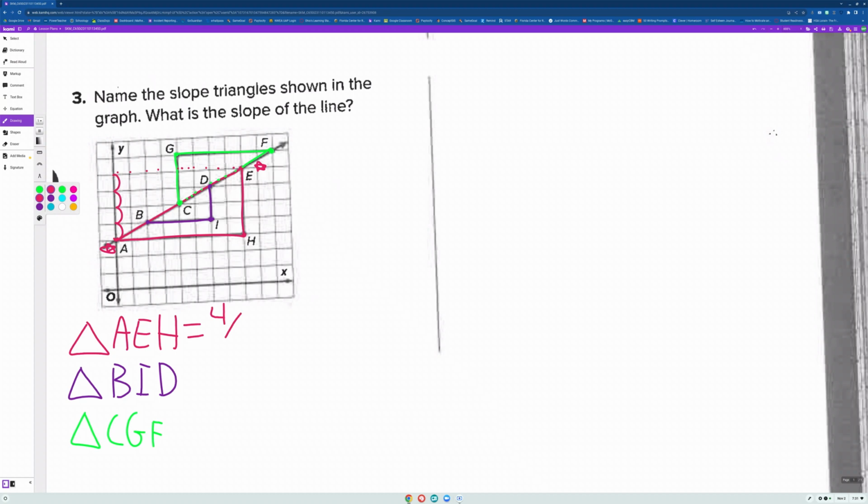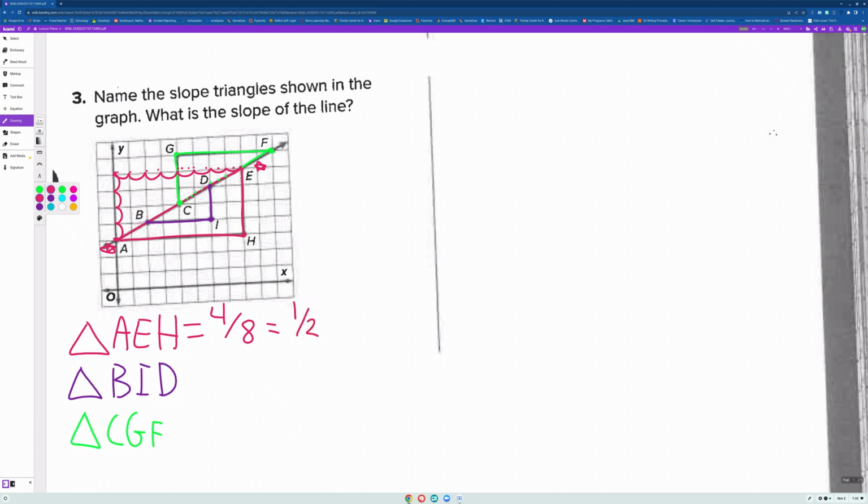Over my run, I have to move to the right, so I know that it's going to be positive. So 1, 2, 3, 4, 5, 6, 7, 8. So over 8. Now I know that 4 over 8 can simplify. If I were to divide 4 divided by 8, I would get 0.5. And 0.5, if I were to use my calculator and convert that into a fraction, I would get 1/2.